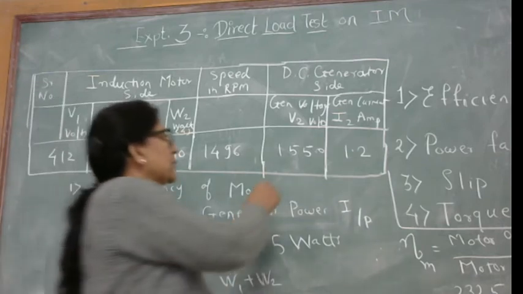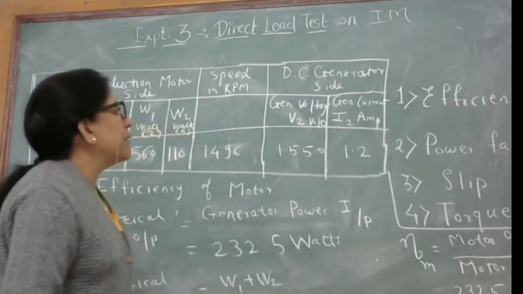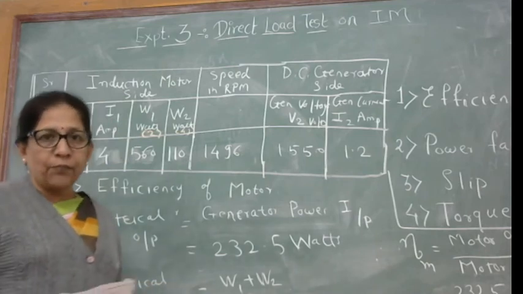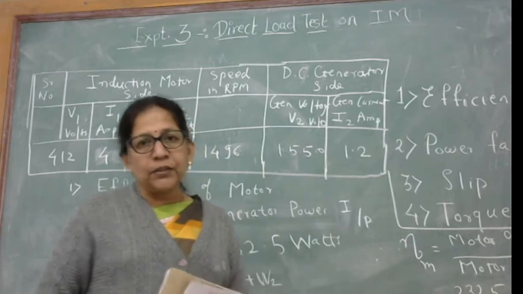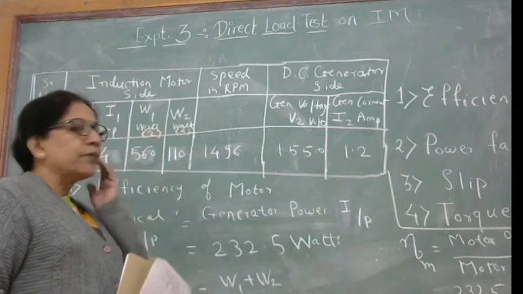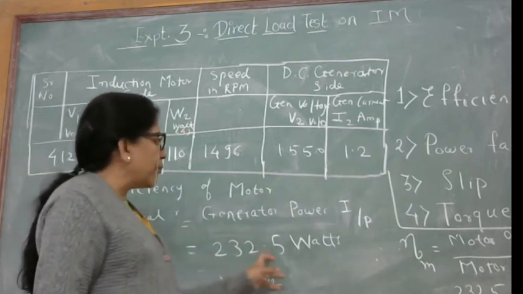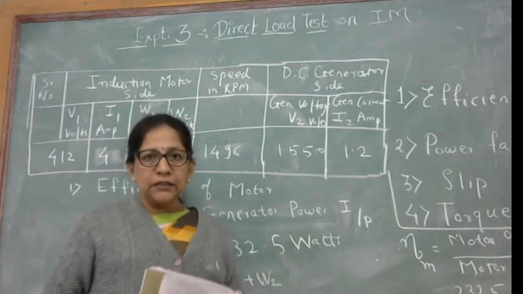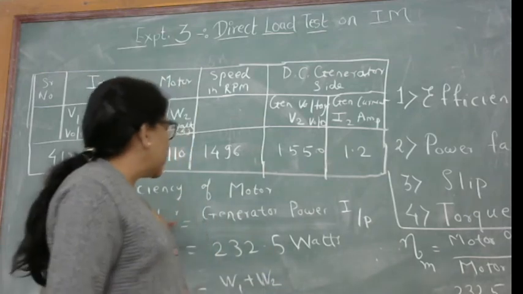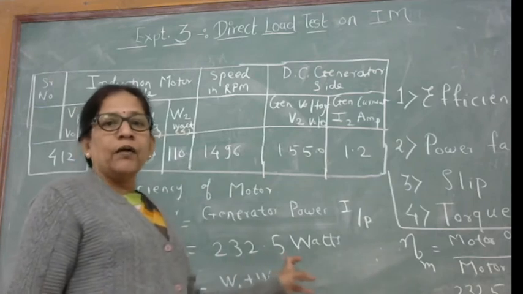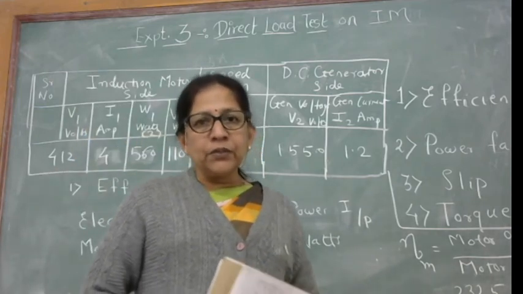First we find out the output of the generator, that is V2 into I2. Then we consider the efficiency of the generator as 0.8, and we find out the generator input equal to output upon the efficiency. So it will be V2 I2 upon 0.8, and that we get as value 232.5. So whatever is the generator input, it is nothing but the motor output. So we say that motor output is 232.5. Then to find out the motor input, we use the two wattmeter method.